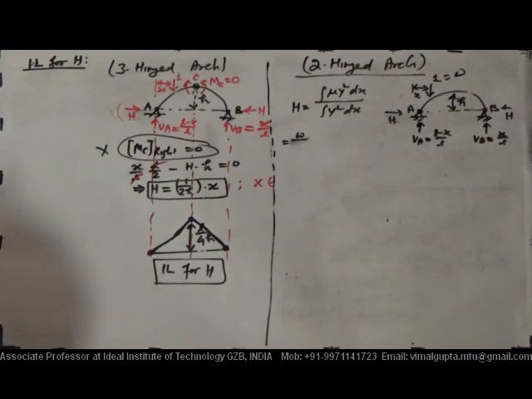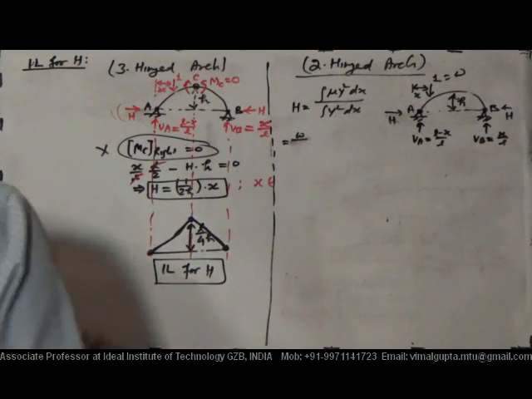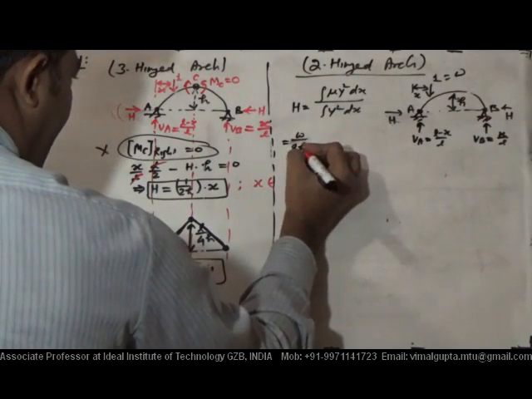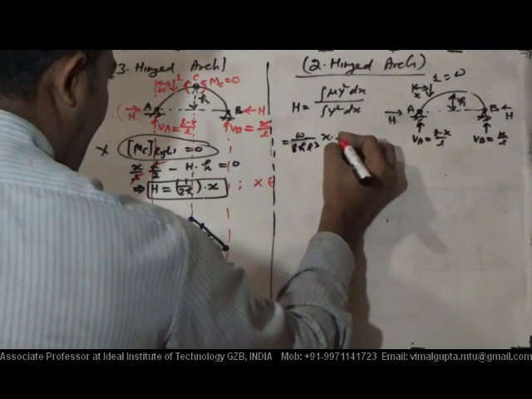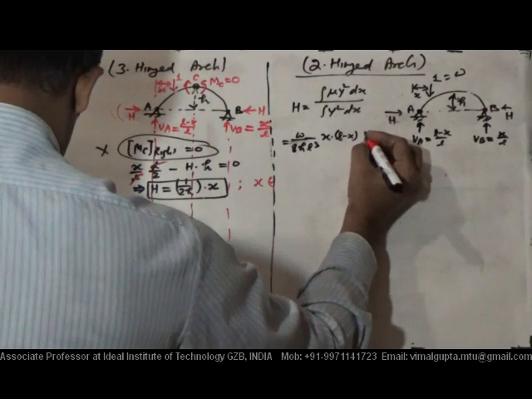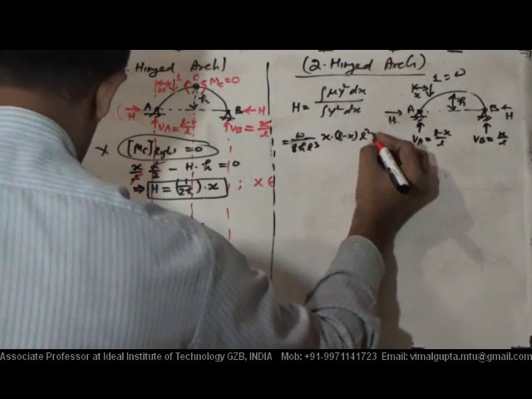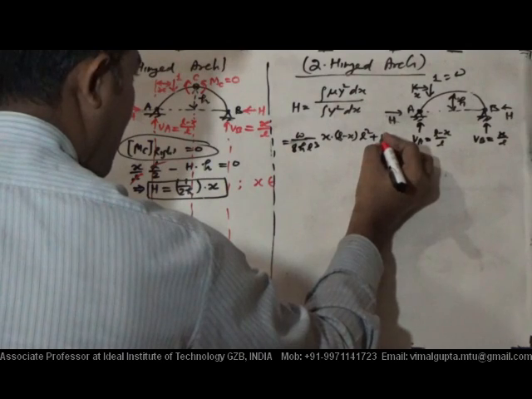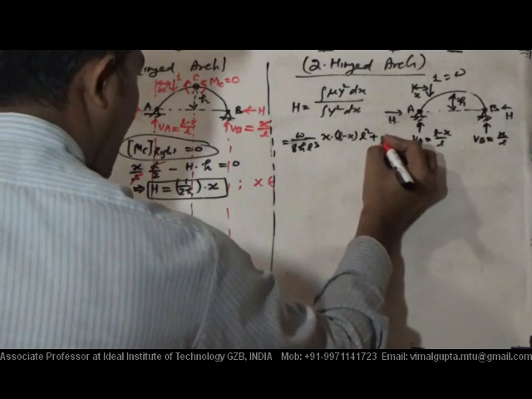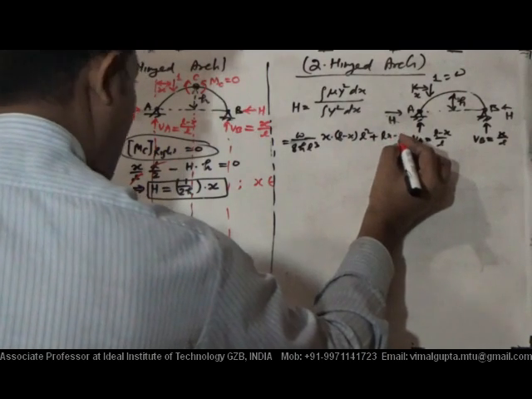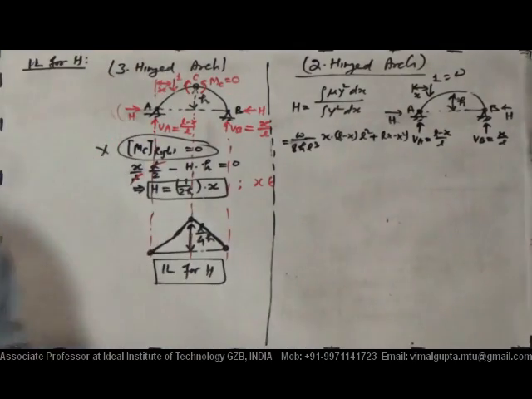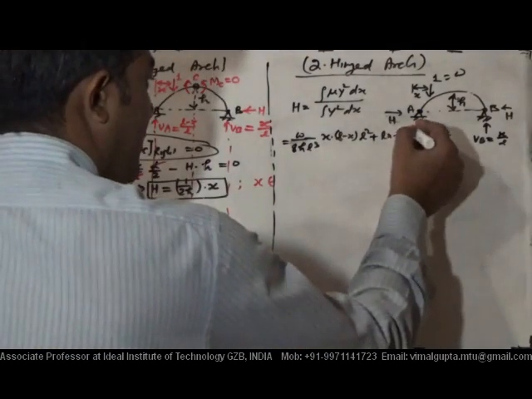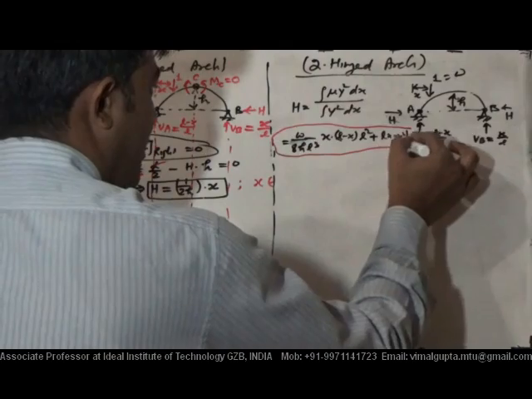How much is that value? Let me check. It is W upon 8HL cube, into X, L minus X into L square plus Lx minus X square. Okay, so this is the equation. This is the expression for H here.